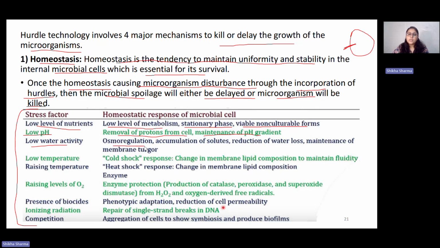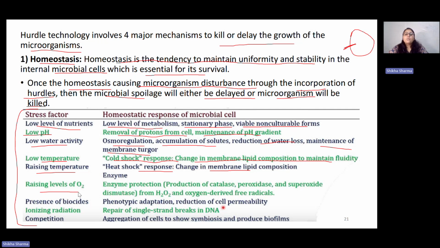So microbial cells have responses to these stress factors. When there is low water activity, osmoregulation occurs, with accumulation of solutes, reduction of water loss, and maintenance of membrane turgor. Then low temperature causes a cold shock response, with a change in the membrane lipid composition to maintain fluidity. Raising the temperature causes a heat shock response, with a change in the membrane lipid composition and their enzymes.